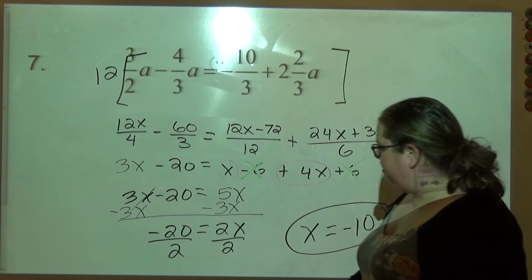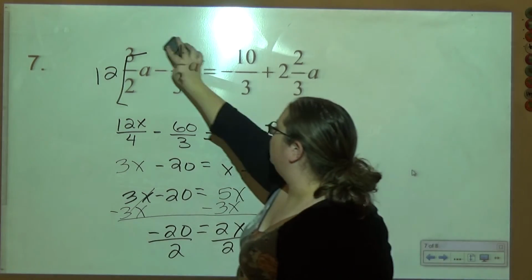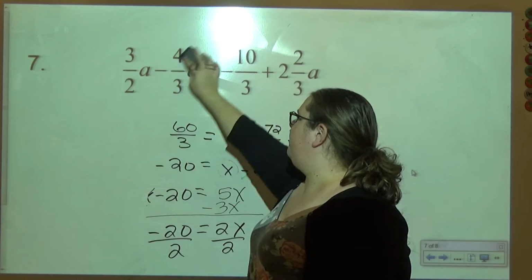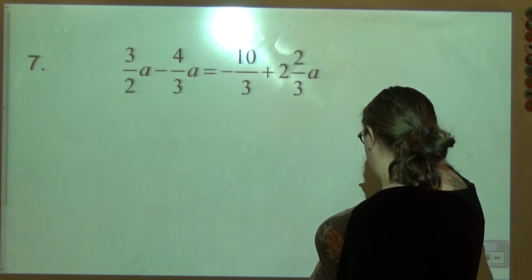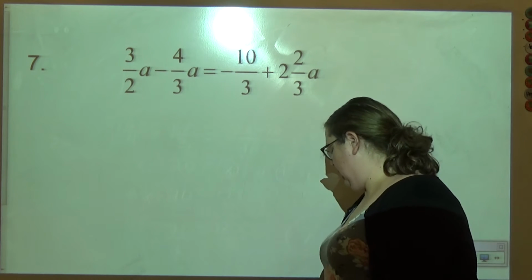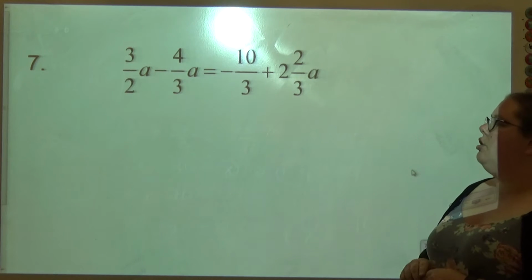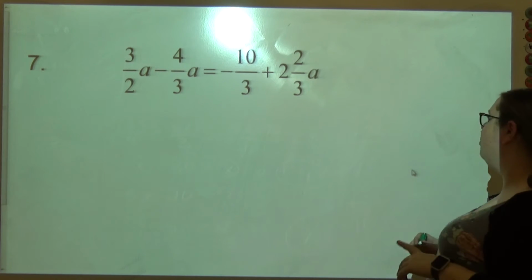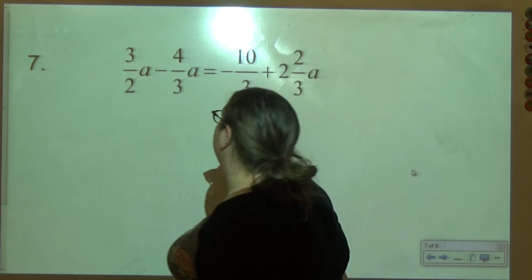Alright, this is the last one. Now this one has one key part that's a little trickier. So write the problem down. See if you can figure out what makes this one slightly tricky. Hopefully you notice this has a mixed number in it. So before I do anything else, I'm going to rewrite my mixed number because that's obnoxious. I hate mixed numbers as a math teacher.